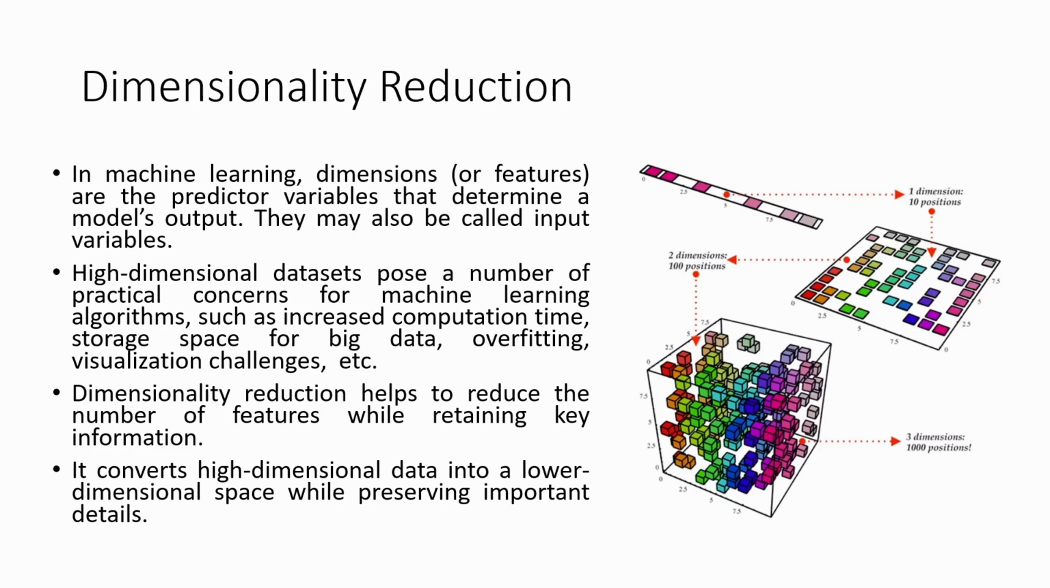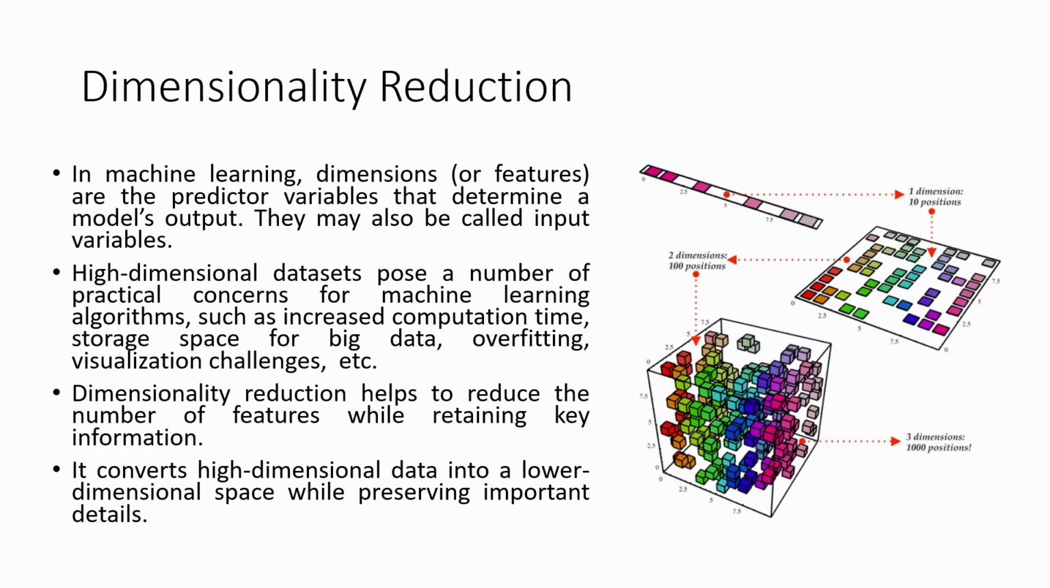So what is the problem with a high dimensional data set? What does it mean by high dimension? High dimension means the data set which has more features. So basically, a high dimensional data set has some practical concerns for machine learning algorithms, such as increased computational time, storage space for big data, overfitting, visualization challenges, etc. So dimensionality reduction helps to reduce the number of features while retaining key information.